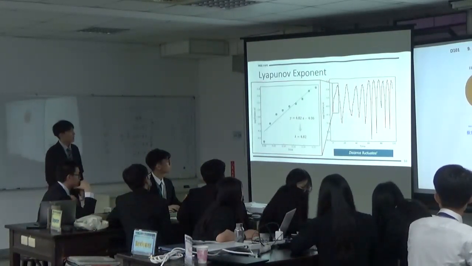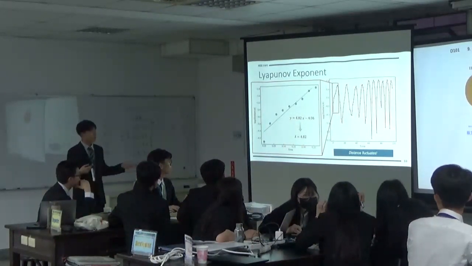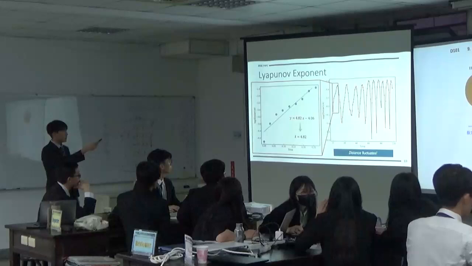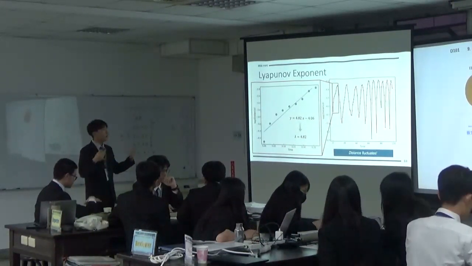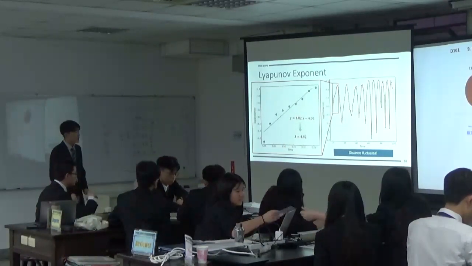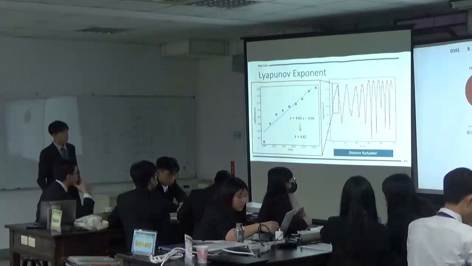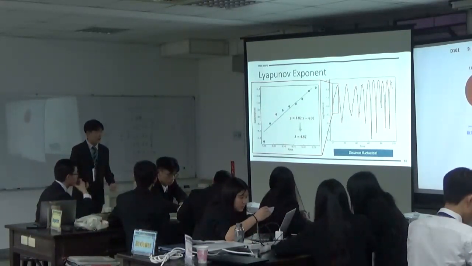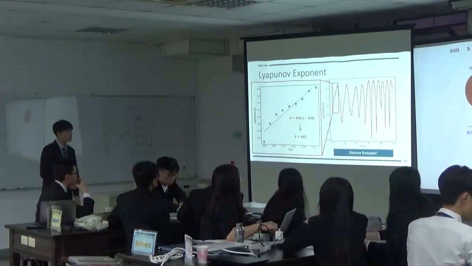After discussing with some teachers and looking at some papers, we can see that the slope of this is how much the deviation grows, and we can arrive at this exponent, which we were able to calculate. And so I think that this pendulum may be chaotic under certain circumstances.